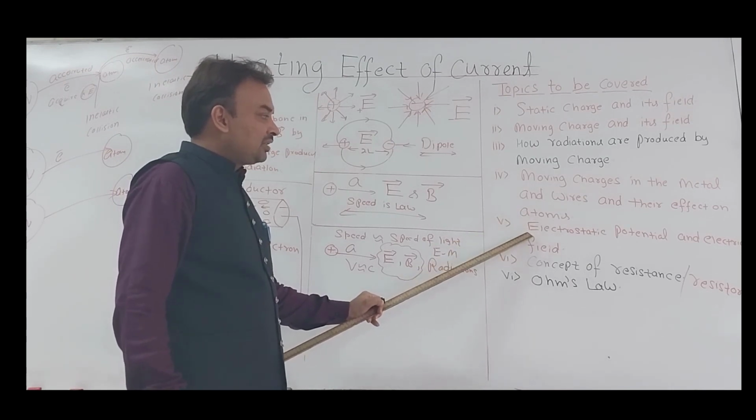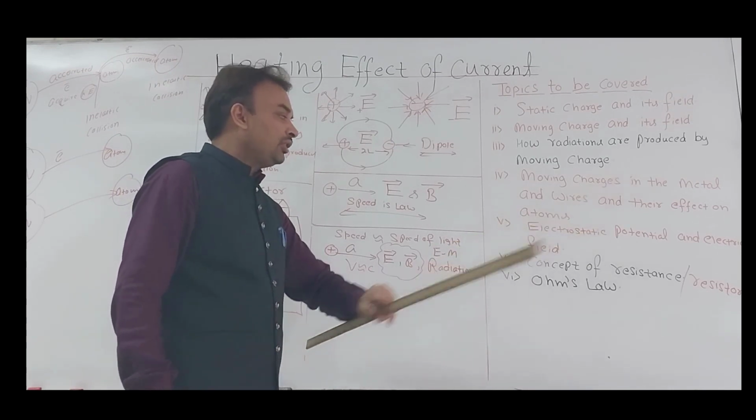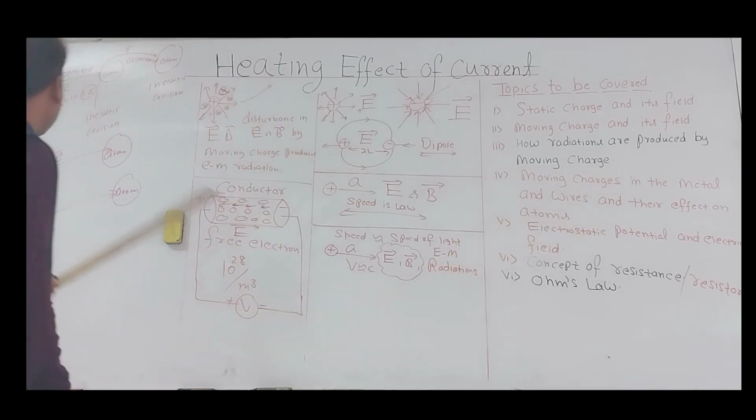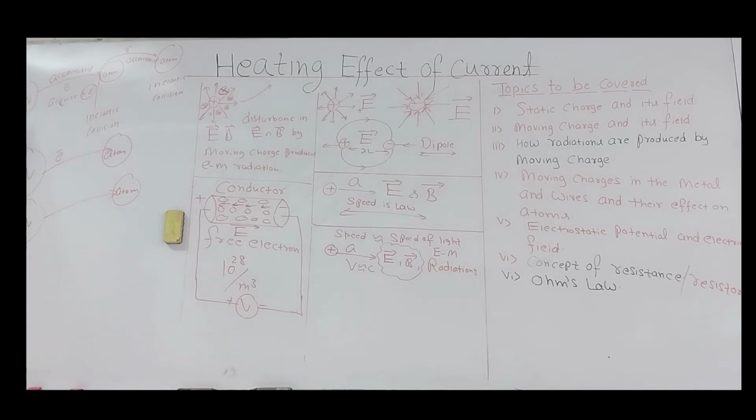So the next part is electrostatic potential and electric field. Already I took the potential and electric field. When there is a potential, then there is an electric field. The electric field is the outcome of the potential difference. If we apply the potential difference, then there is the electric field, and this electric field accelerates the electrons. The job of the electric field is to accelerate the electron.